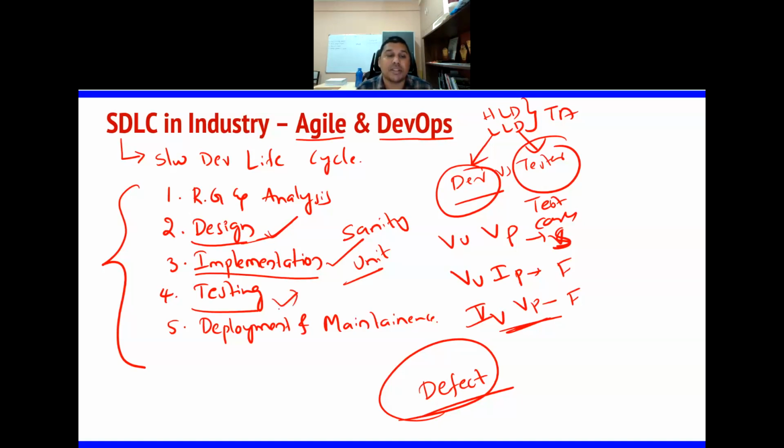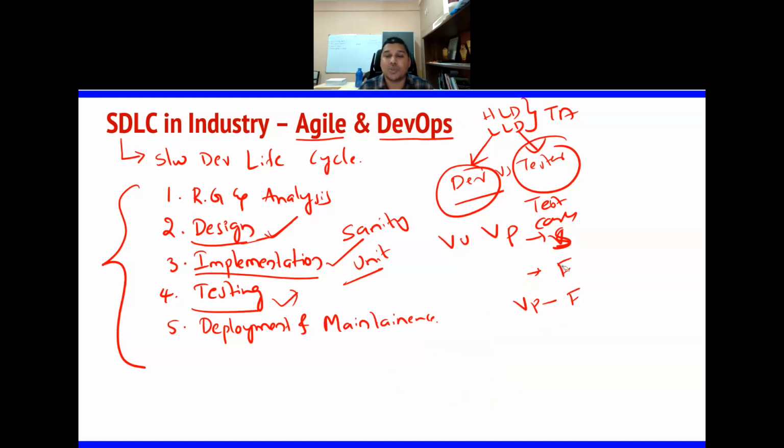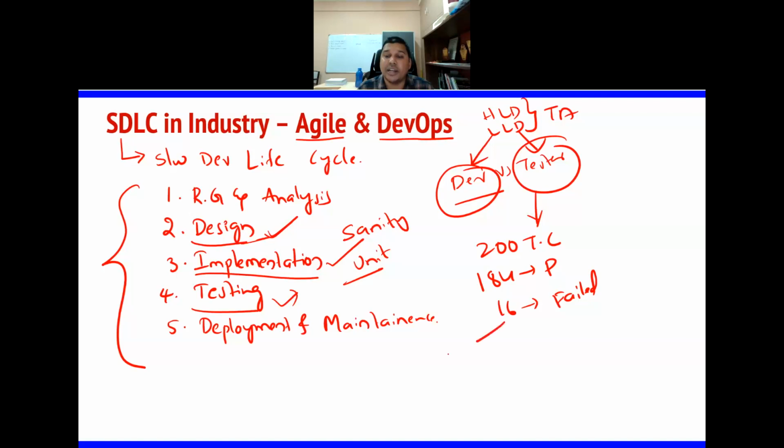So testing will go for 3 months. They will do rigorous testing whenever they feel that there is a problem. Now assume the tester has done testing for 3 months. After 3 months, he might have prepared at least 200 test cases. So he will give a report saying that out of 200 test cases which I have defined, 184 passed, 16 failed. Of the 16, why did they fail?